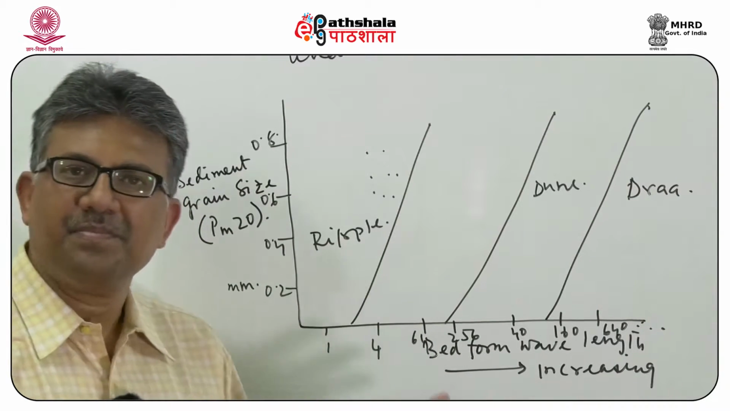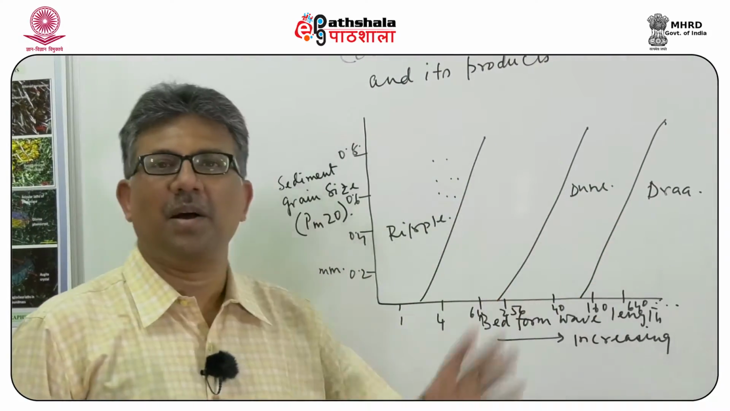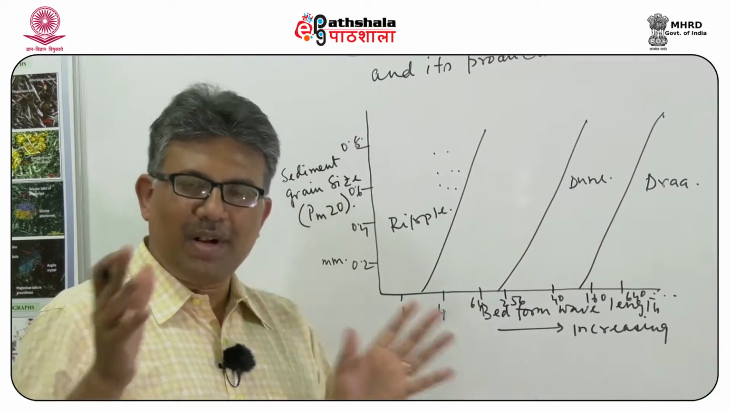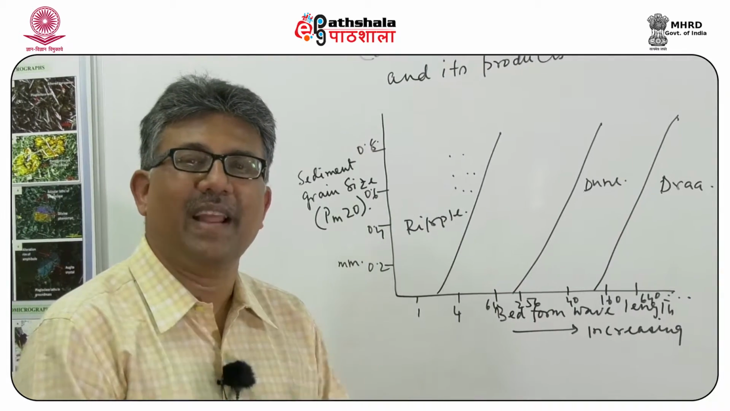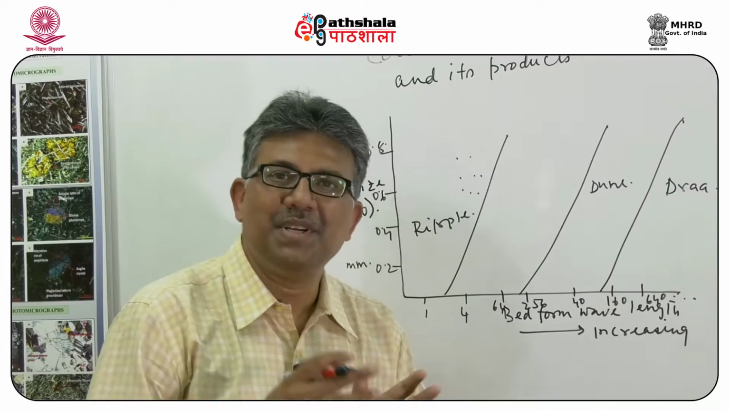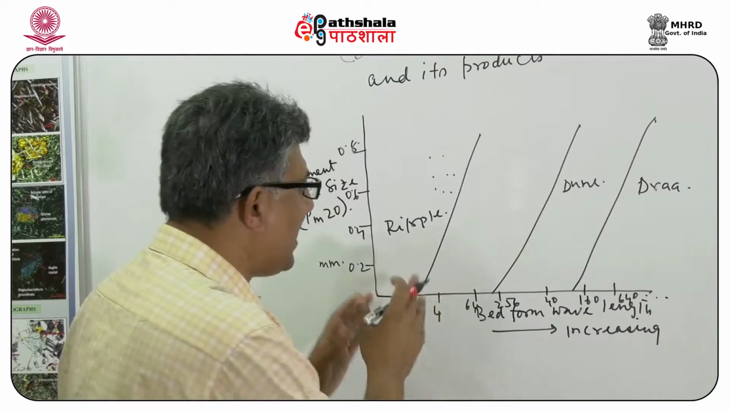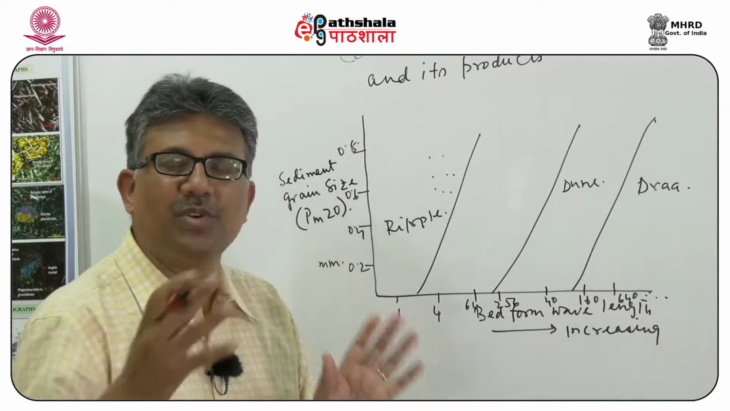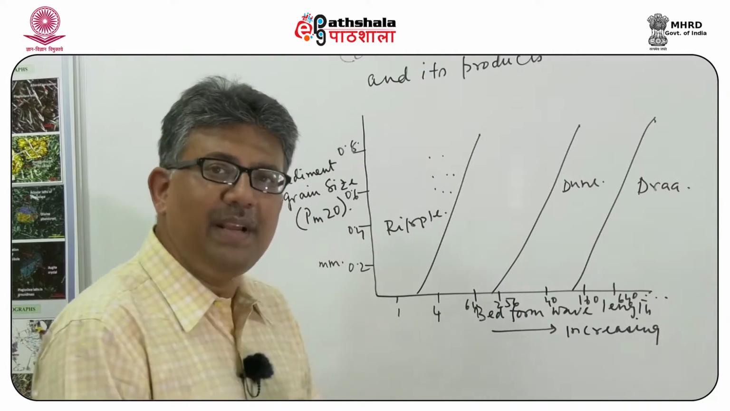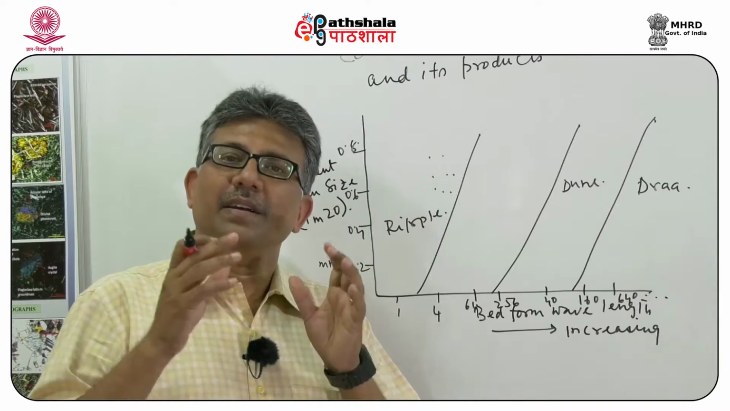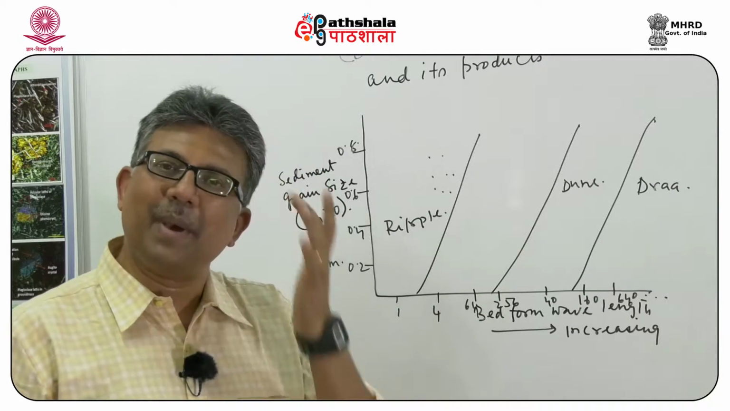Now, you can see that this diagram clearly reflects what we talk about as the ripple, dune and the draw, three different scales of bed form. As I have discussed, the ripples are essentially in the centimeter scale, this one is in the meter scale, and this one is tens to hundreds of meter scale. So, that is the variation in the scale of bed form that we call in the Aeolian system the ripple, dune and the draw. The amplitude of these ripples is subdued with respect to the subaqueous ripples.